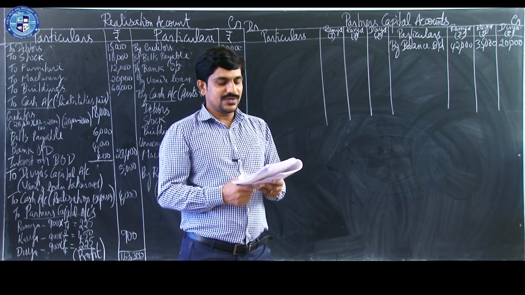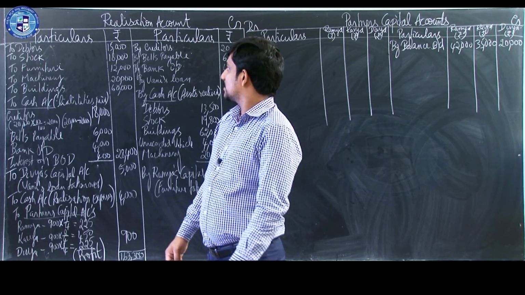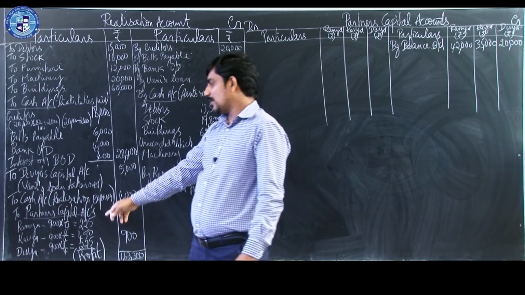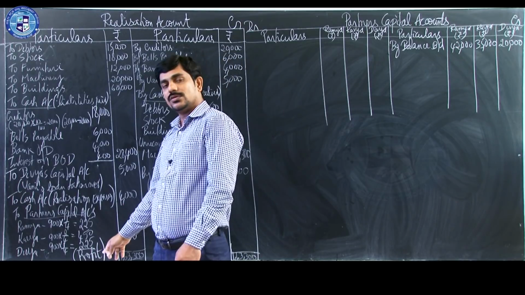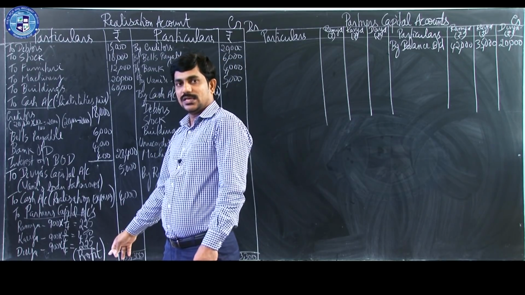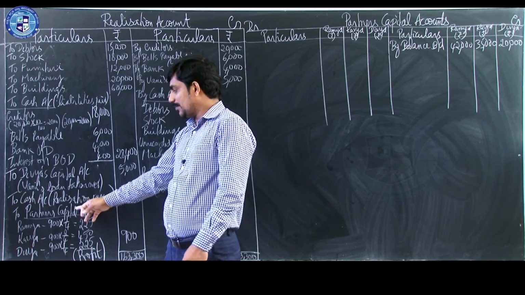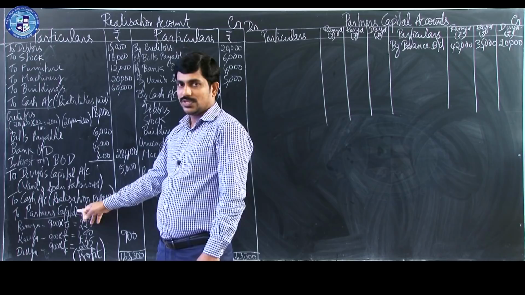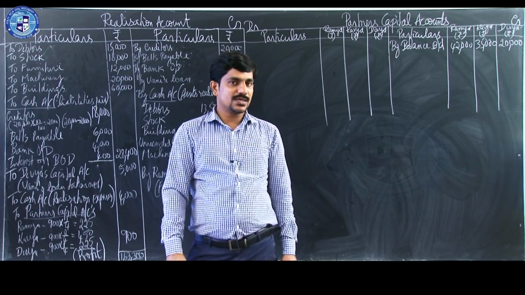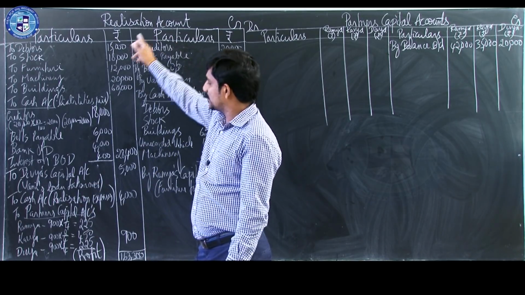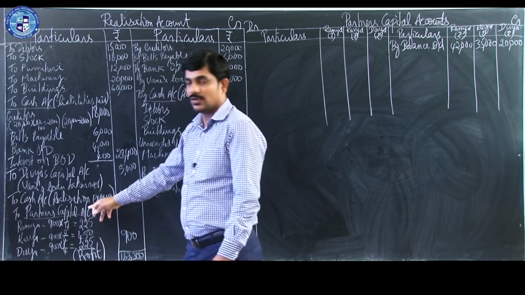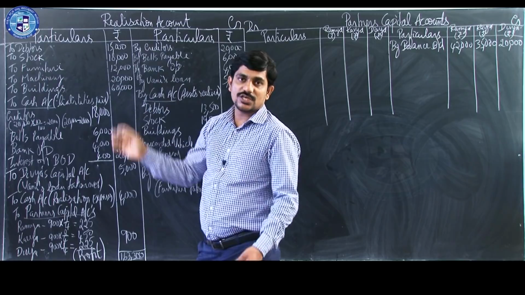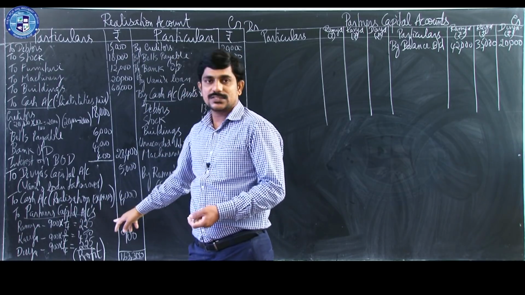Now, after that, the balance of the realization account, you have transferred to which account? Partners capital account. Here what you got? Profit on realization. Now this you have distributed among whom? Partners according to their profit and loss sharing ratio. Now we have to transfer this to the partners capital account. What is the entry? Realization account debited to partners capital account.